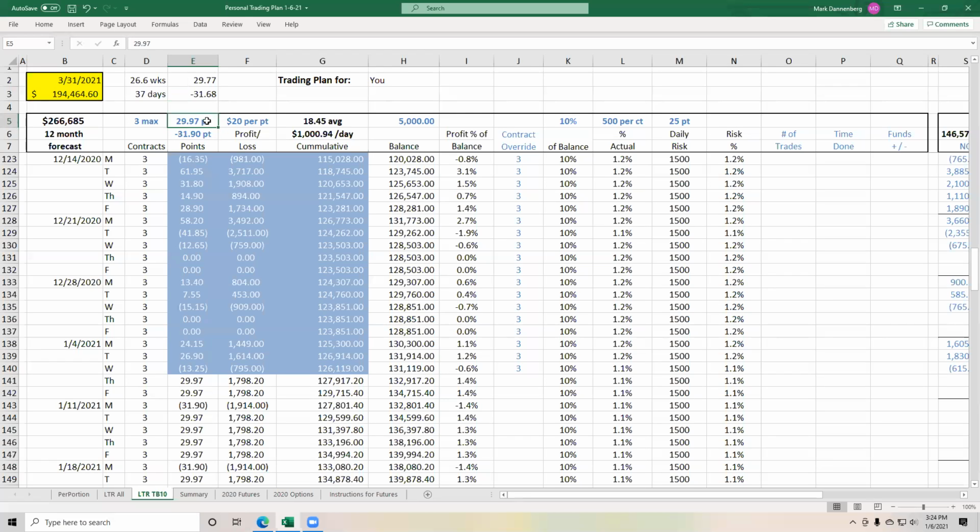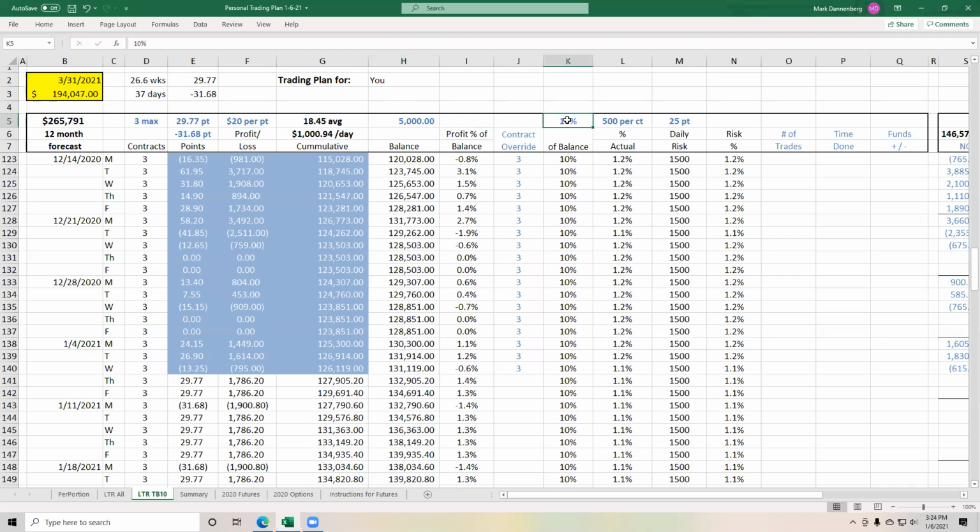So I'm going to translate those values into the forecast field, 29.77 and minus 31.68. And so our 3-contract max limiter has us showing a possibility of a $265,791 income over the course of a 12-month period, having started with $5,000.